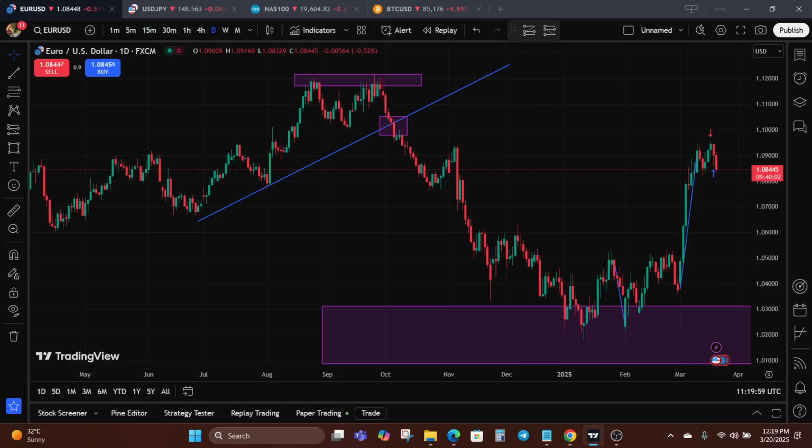And supply and demand zones work better when it is aligned with the overall trend direction. Now also check supply and demand zones on higher time frames. Very, very important.